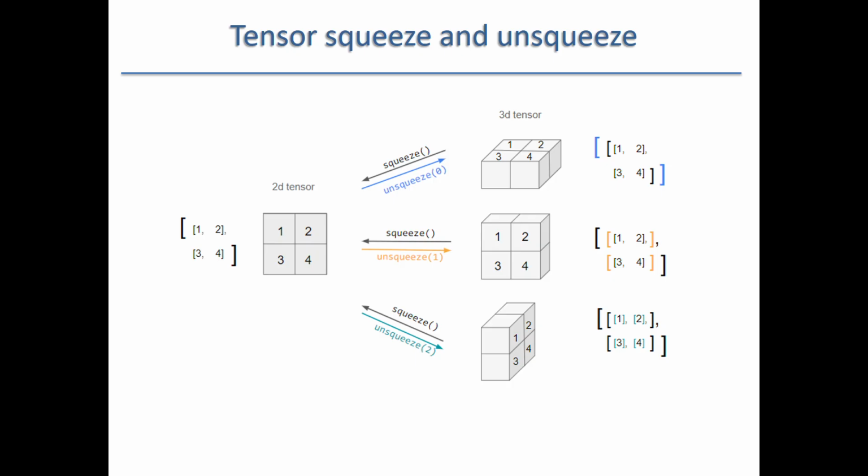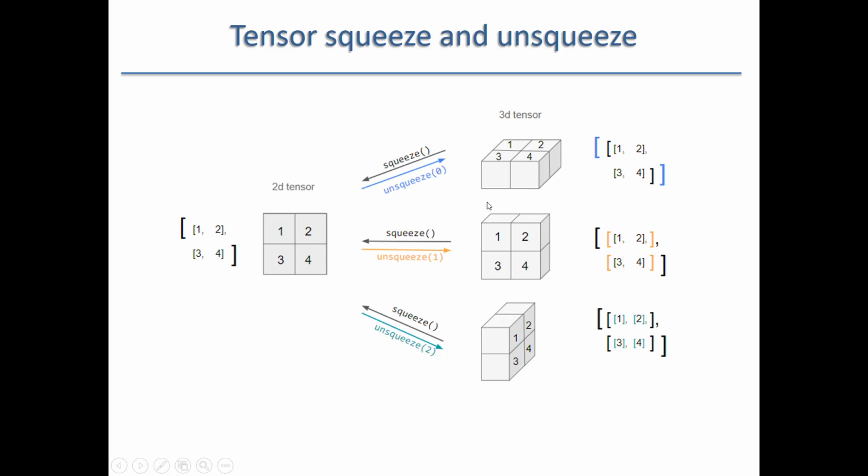Then it will be 1, 2, 2. If you are putting this extra dimension of size 1 in the middle, so before 1, so this is before 0, before 1, before 2. So before 1, then the new tensor will be 2, 1, 2. And here the tensor will be 2, 2, 1.